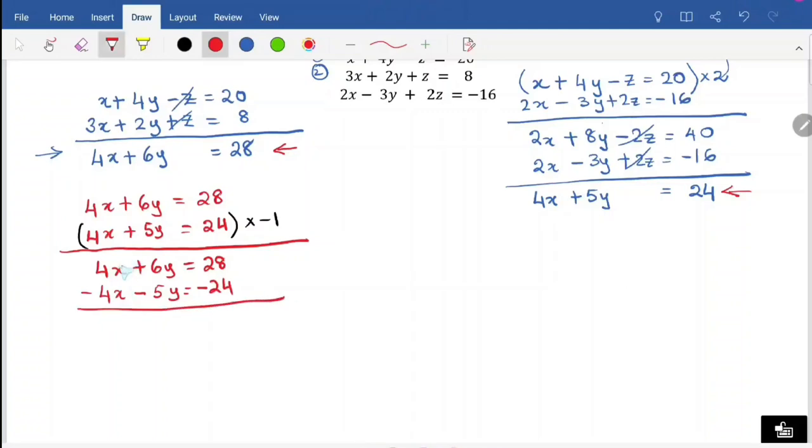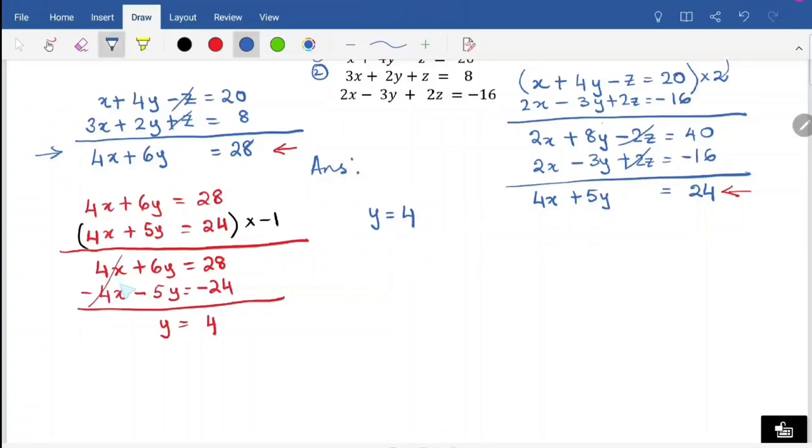So 4x minus 4x is 0x, so that goes away. 6y minus 5y is positive 1y, and 28 minus 24 is positive 4. So we just got a value for y, which is 4. All right, so let's write that down somewhere here. y equals 4. This is going to be our answer set right here. So we just found y.